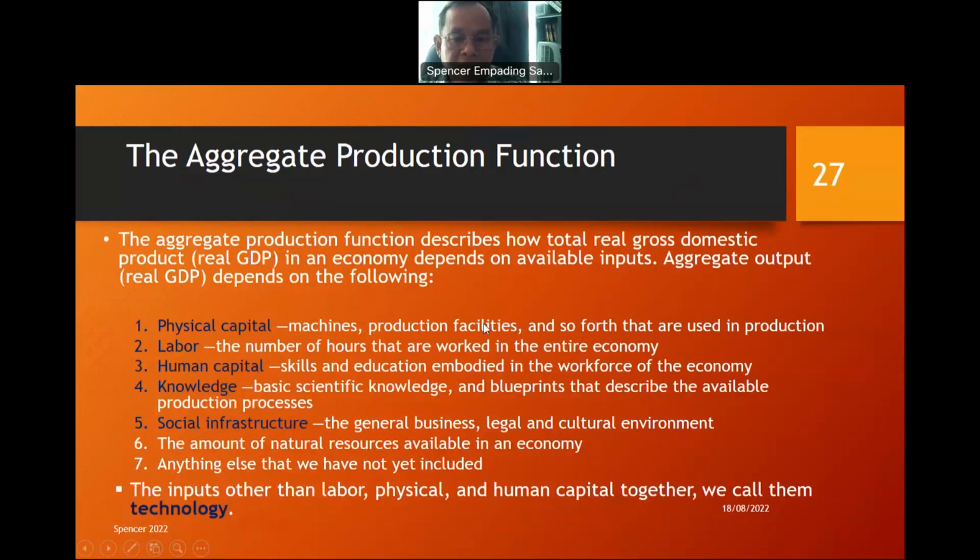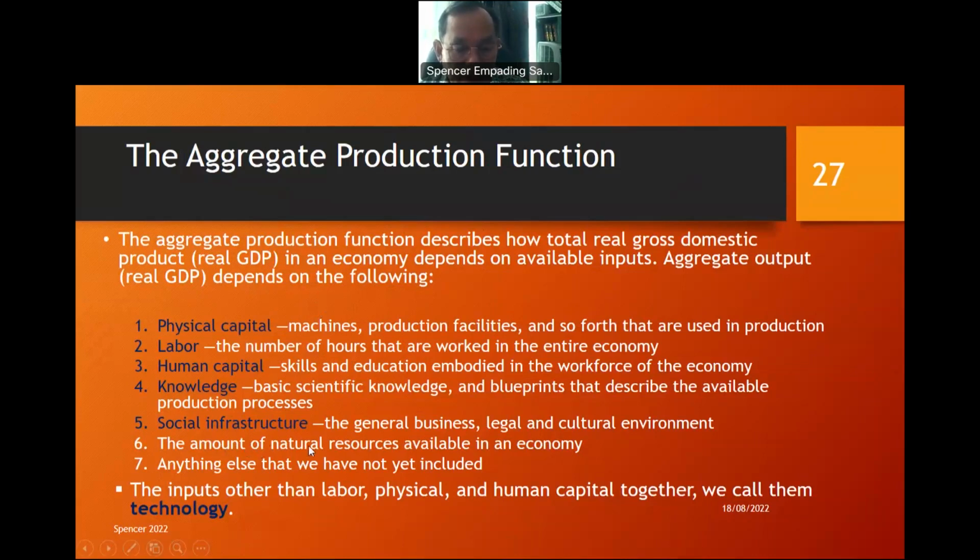Okay, so the aggregate production function we have seen earlier on. It describes how the total real GDP in an economy depends on several inputs. Among those inputs are physical capital, of course, which we've seen earlier on, labor, human capital, and knowledge. Knowledge here is the technology that we're talking about, the scientific knowledge that helps to improve production.